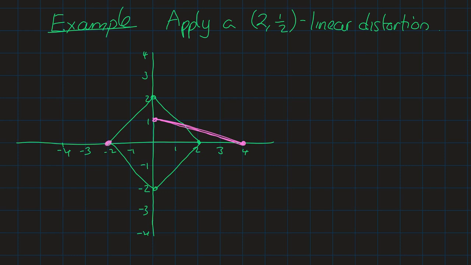If you do the same thing for this point, you'll see that this point ends up over here. So then you have this line. If you consider this point, you'll see that this point ends up here. So then you have this line and then this line. So this square diamond got squished and stretched to a very flat diamond. But it's still a diamond. The pink diamond is the image of the green diamond under the 2, 1/2 linear distortion.